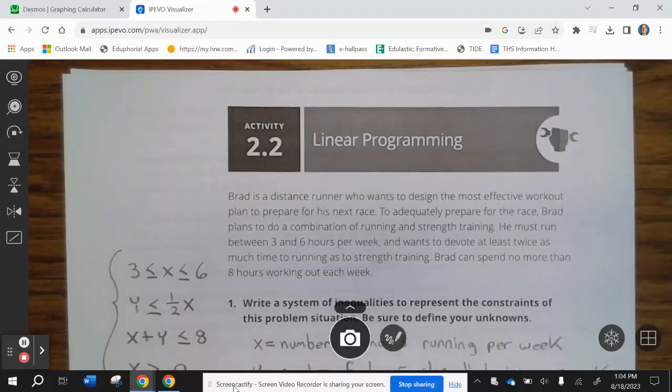Okay, Wildcats, so we're in Activity 2.2 Linear Programming. Brad is a distance runner who wants to design the most effective workout plan to prepare for his next race. To adequately prepare for the race, Brad plans to do a combination of running and strength training. He must run between 3 and 6 hours per week and wants to devote at least twice as much time to running as to strength training. Brad can spend no more than 8 hours working out each week.